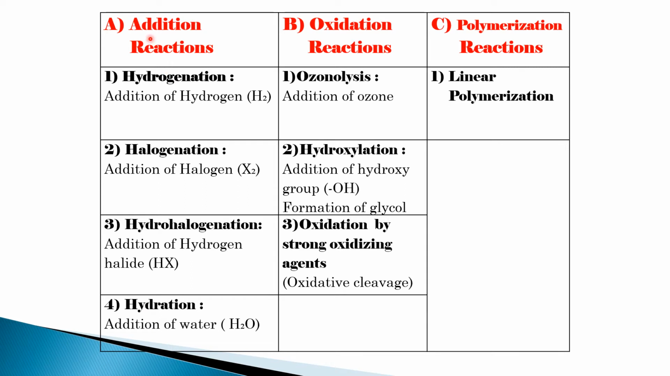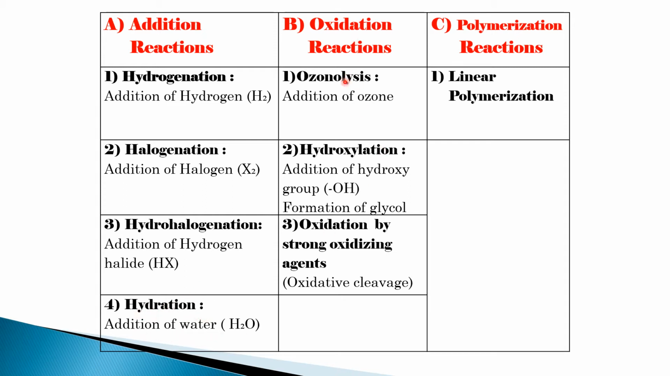Alkenes give the following types of reaction. First one is addition reaction, second oxidation reaction, and third one is polymerization reaction. In addition reaction, we have to study first hydrogenation, that is addition of hydrogen. Second, halogenation, that is addition of halogen. Third one is hydrohalogenation, that is addition of hydrogen halide. And fourth one is hydration, that is addition of water.